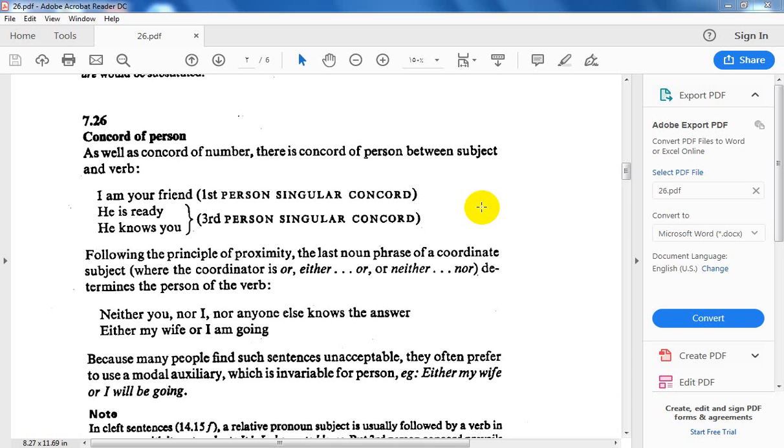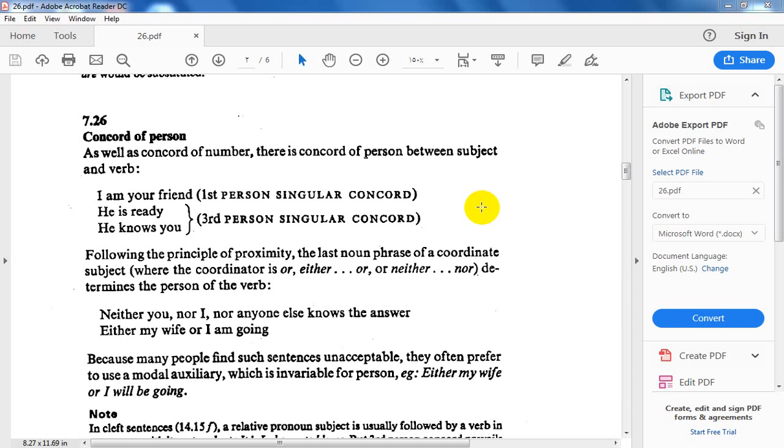Previously, we have tackled the concord of number, concord of subject, and more than one kind of concord. Let us discuss what is called concord of person. We have three persons in English: the first, the second, and the third person.